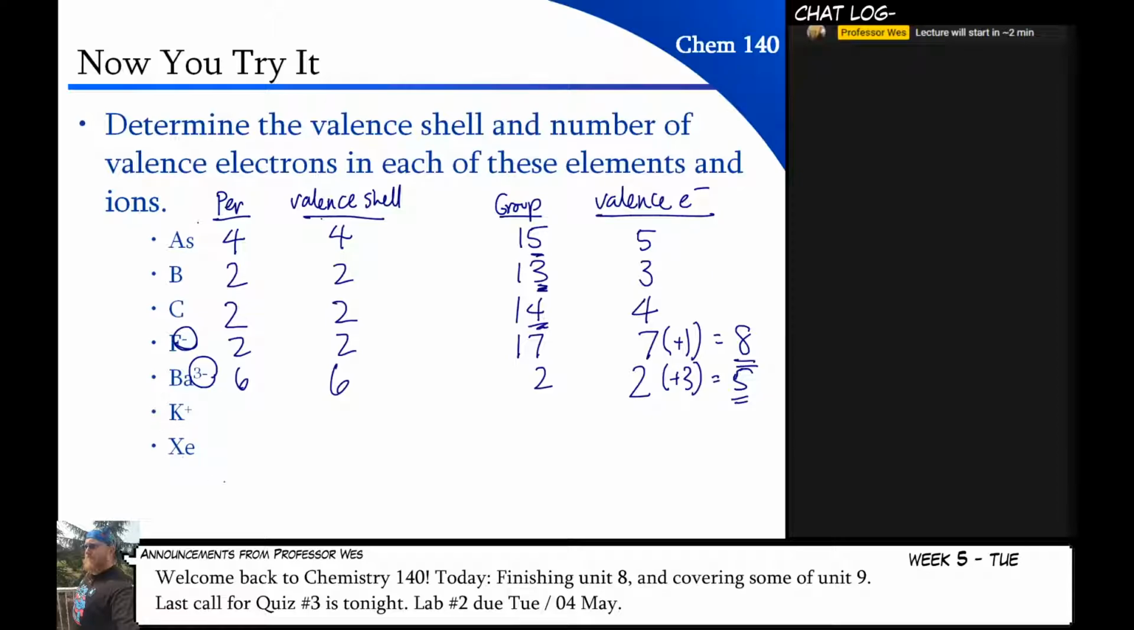I'm going to skip over potassium for now real quick. We'll do xenon just so it's in period 5, so it's valence shell 5. It's in group 18, so it has 8 valence electrons.